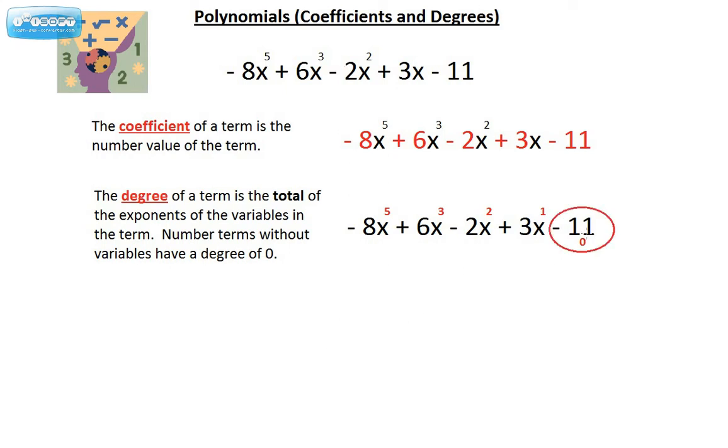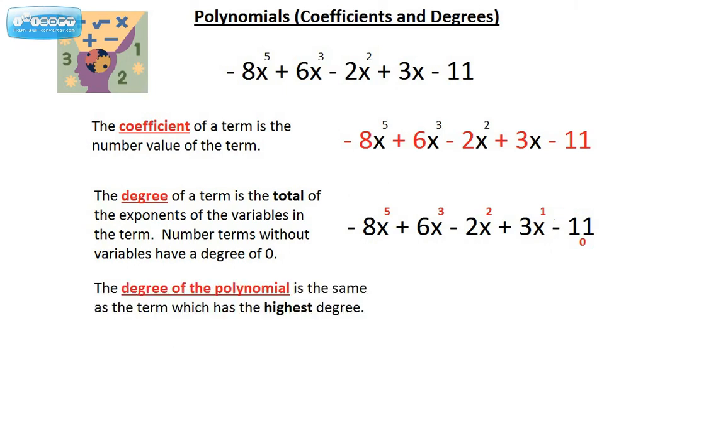When we look at our number term, there is no variable, so this term has a degree of 0 because the degree refers to the variables and their exponents. The degree of the entire polynomial is the same as the term which has the highest degree. So when we look at this polynomial, the term with the highest degree was 5. This term has the highest degree, so the degree of the entire thing is 5.